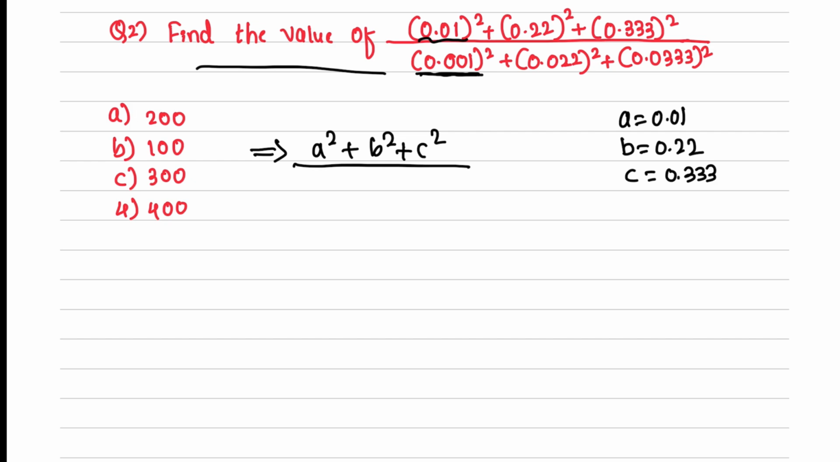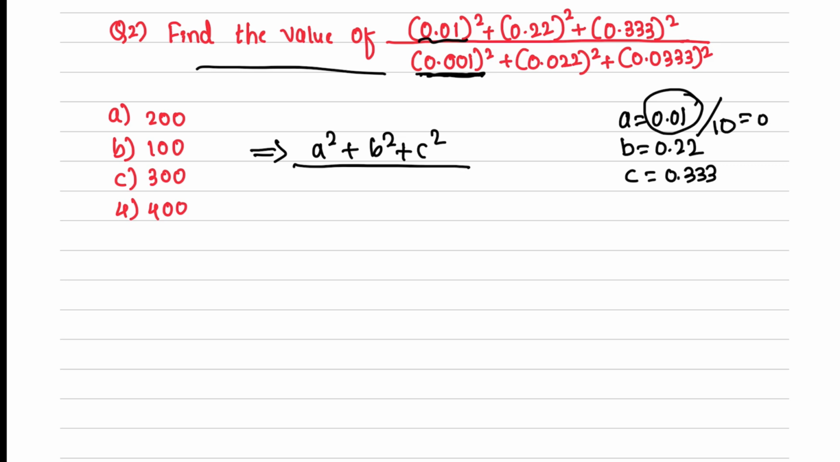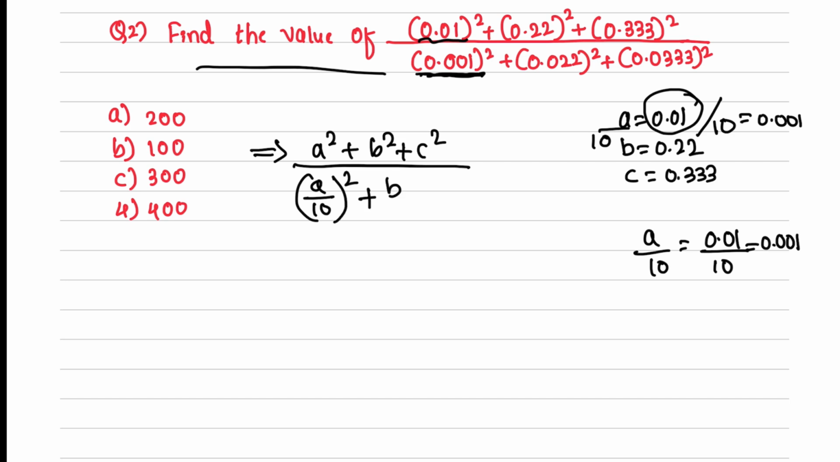But down here, it is not 0.01, it is 0.001. Means for this 0.01, if you divide by 10, it will be 0.001. So we can write it as A by 10. Means A by 10 is 0.01 by 10, which is 0.001. So we can write it as A by 10 whole square plus B by 10 whole square plus C by 10 whole square.